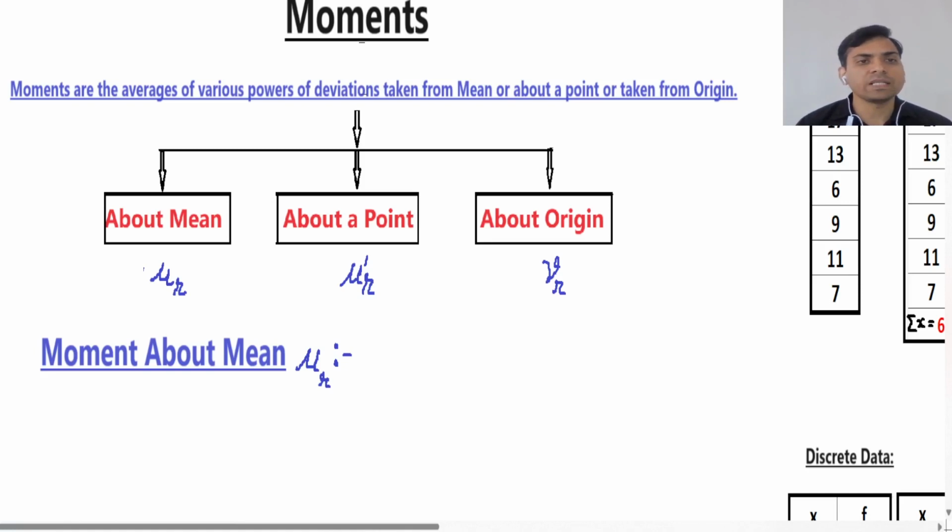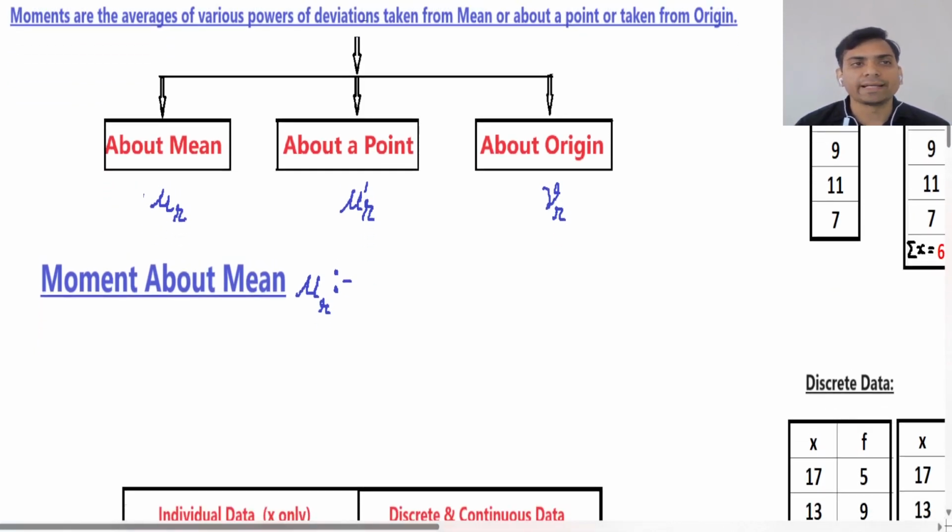And this about mean is denoted by mu r, and this about a point is denoted by mu dash r, and about origin is denoted by nu r. Today's main focus is on moments about mean. So first we will see definition of moments.